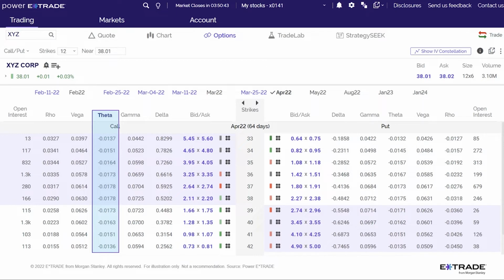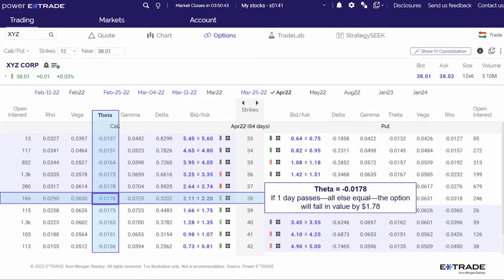Is time on your side? That's the story that theta lets us listen to. So here are our figures for this. Theta in this case says that if 1 day passes, the value of this option will fall by $1.78. And it's a $200 and something option. And so our first reaction might be, well, big deal. But the important part of the lesson is that that's the theta right now, but theta changes too. And so let's see that.